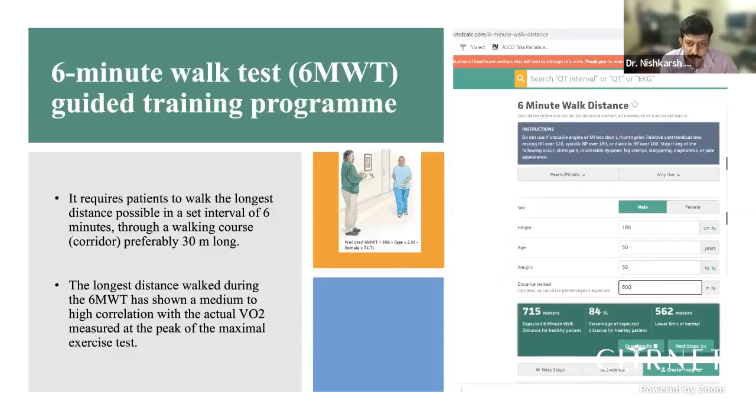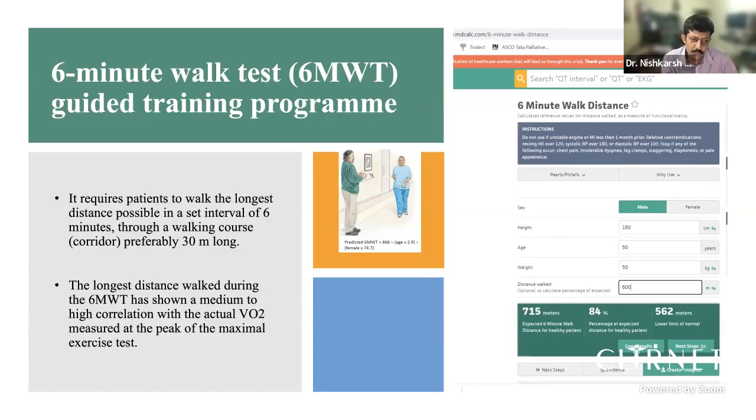Now, there's something called the 6-minute walk test, which can also be used to assess the patient's fitness. In addition, it can be used to guide the training program of the patient. So what we do is, a patient has to walk the longest distance possible in a set interval of 6 minutes through a walking course, usually a straight 30-meter-long corridor.